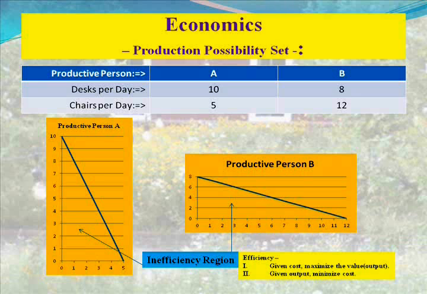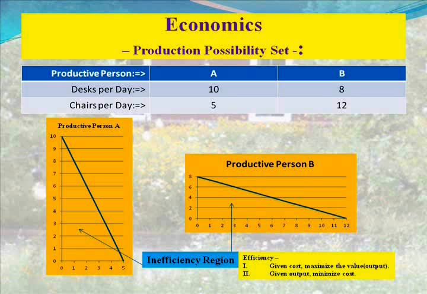We see this graphically shown below. The inefficiency region is when you're not on this line. For example, with productive person A, if they're making 10 desks per day and 0 chairs, the top left-hand corner of that graph, they're working efficiently. If we go to about the middle of that graph, where they're making 5 desks and perhaps about 2.5 chairs, they're working efficiently.